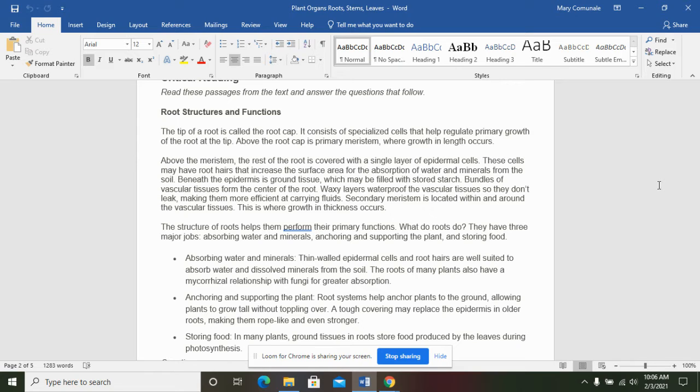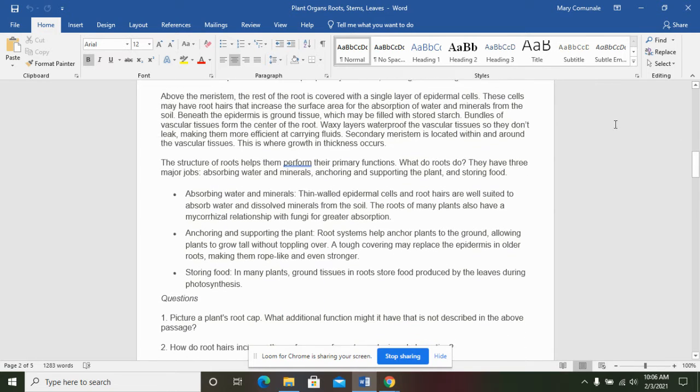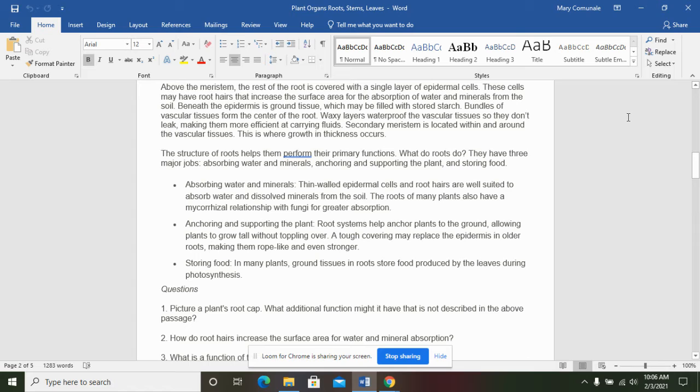What do roots do? They have three major jobs: absorbing water and minerals, anchoring and supporting the plant, and storing food. Absorbing water and minerals: thin-walled epidermal cells and root hairs are well suited to absorb water and dissolve minerals from the soil. The roots of many plants also have mycorrhizal relationships with fungi for greater absorption.